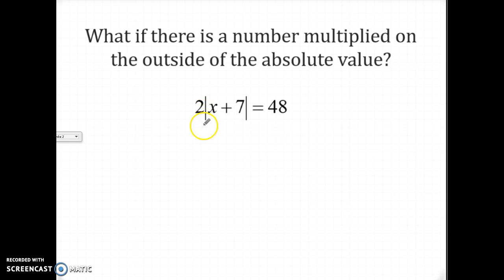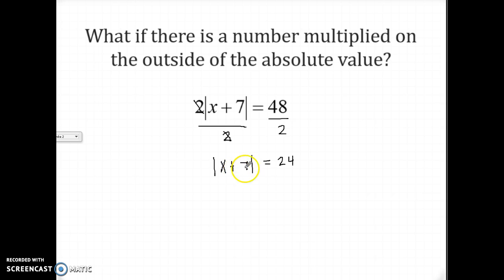Right now it's multiplied by 2, so you want to undo that multiplying by 2 by using the inverse operation of multiplication, which is division. So 2 divided by 2 equals 1. We're left with the absolute value of x plus 7. And then 48 divided by 2 equals 24. So now our equation looks just like the one we previously did.